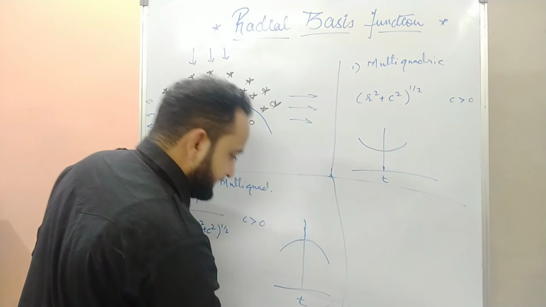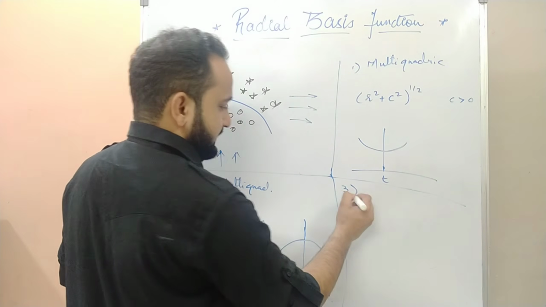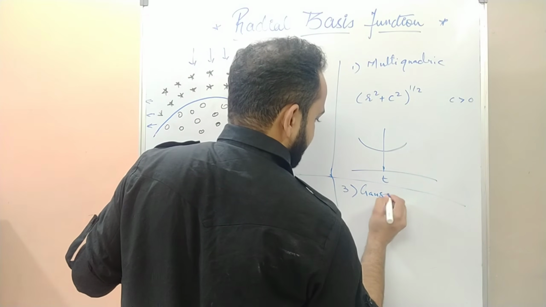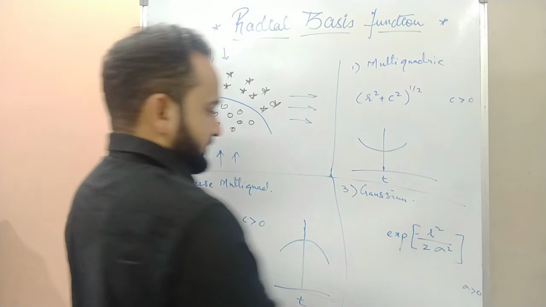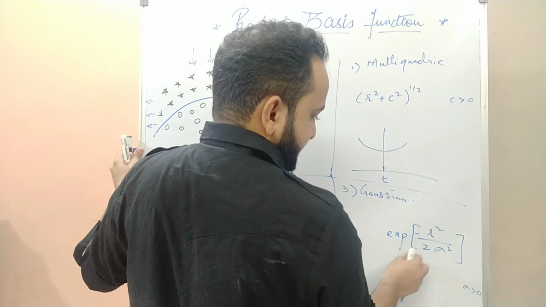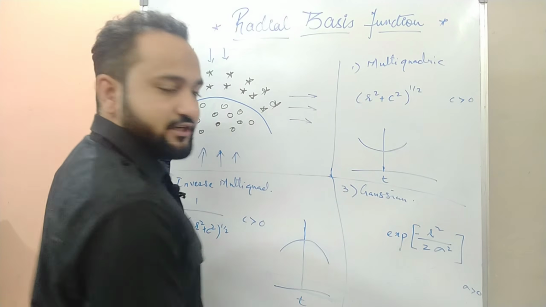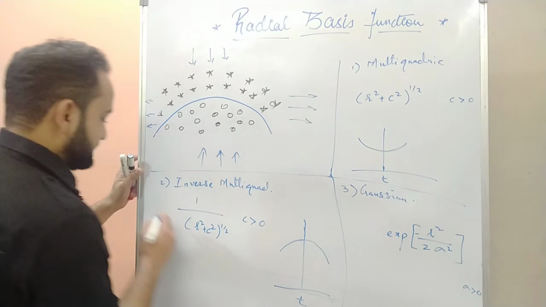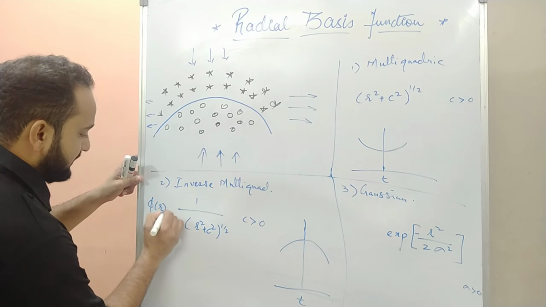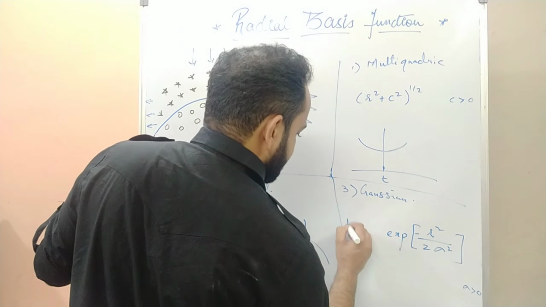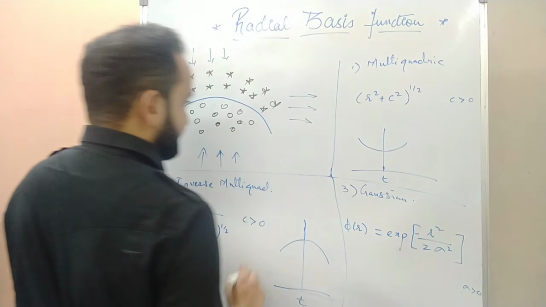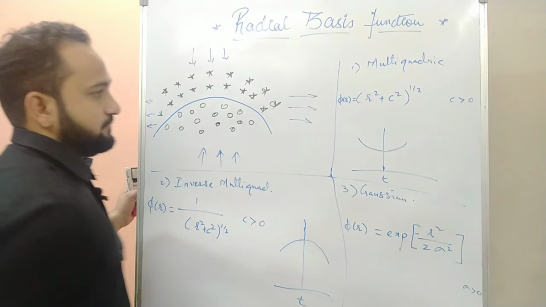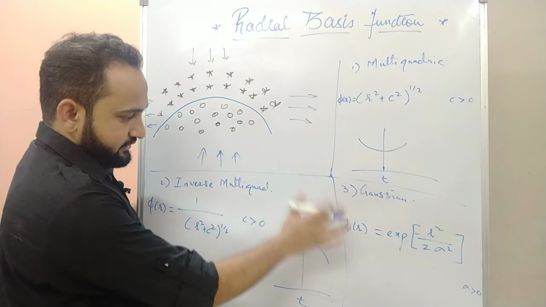The third type, which is the most important and used in most of the cases, is the Gaussian function. The Gaussian function is denoted by the expression minus r square upon 2 sigma square, where sigma should be greater than 0. All these functions are with respect to phi of r, for example, I'm taking. So with respect to phi of r, all these functions will be written. Got this?